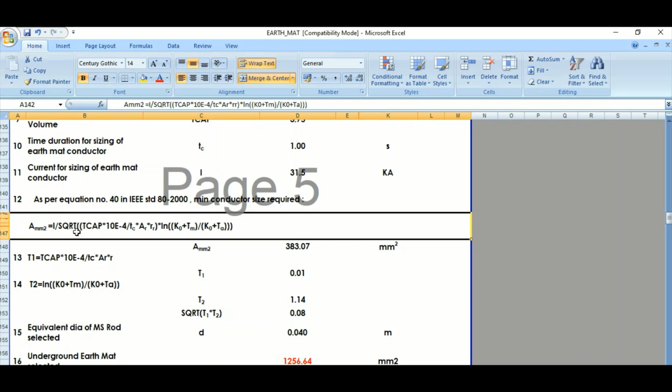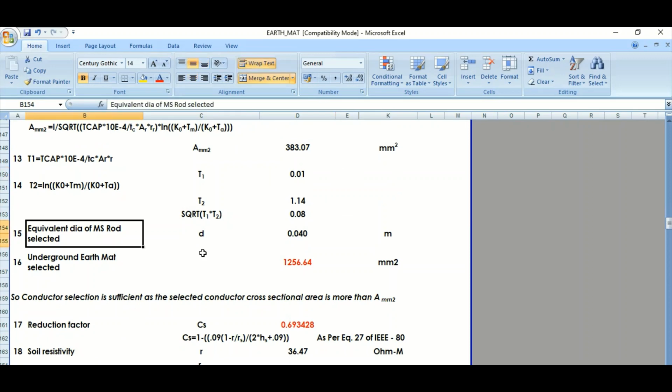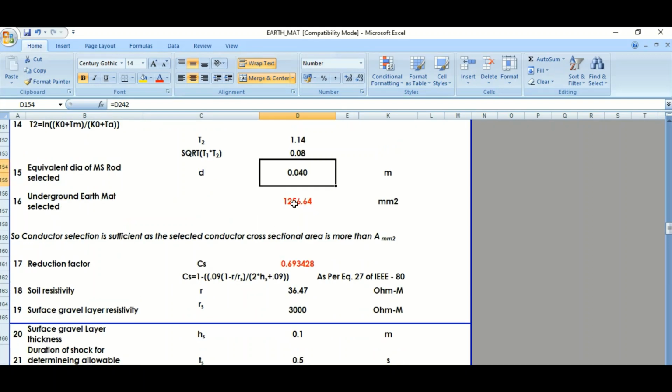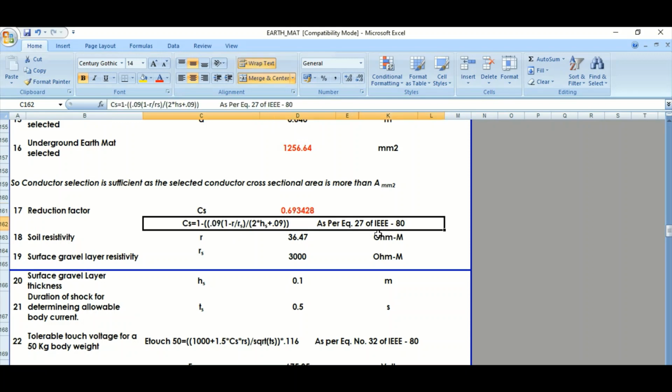Okay, now these are the values we have considered. Equivalent dia of MS rod selected, which is 40 millimeter. This is the total cross sectional area of underground earth mat. Now the reduction factor CS, these are also as per the equation mentioned in IEEE 80. This is the CS, which is the reduction factor.